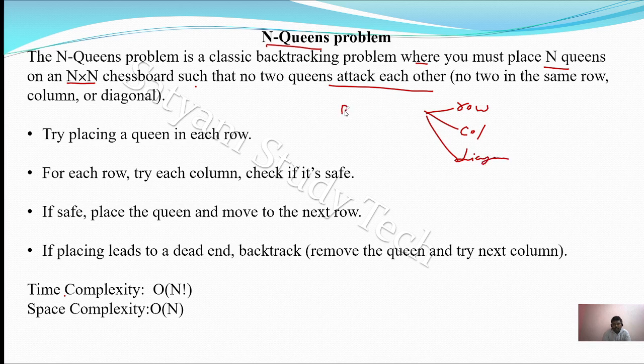So this is the bounding function, or constraint. A solution must satisfy this constraint. These are the simple steps. Try placing a queen in each row. For each row, try each column and check if it is safe or not. If safe, place the queen and move to the next row. If placing leads to a dead end, backtrack, remove the queen and try the next column. The time complexity of the N-Queen problem is big O of n factorial. Space complexity is big O of n.